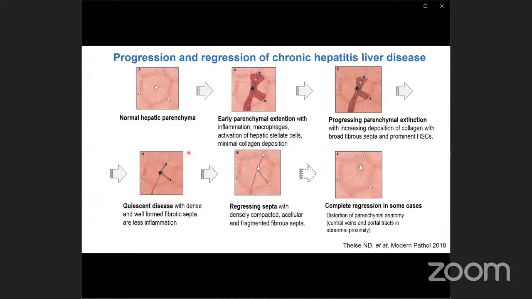And here is the schematic drawing of progression and regression of chronic hepatitis. Here is normal parenchyma, and the inflammation occurs. It shows early parenchymal extension with the inflammation, macrophages, activity of the hepatic stellate cells, and minimal collagen deposition. And the progression of parenchymal extension shows increased deposition of collagen with fibrous septa and prominent stellate cells. In the quiescent stage, the fibrous septum is well formed and dense, and the inflammation is decreased. And in the regression stage, the fibrous septa are more compacted, acellular, and fragmented. In some cases, there is a complete regression of fibrosis. However, in some cases, we can see distortion of parenchymal anatomy, suggesting previous liver injury.